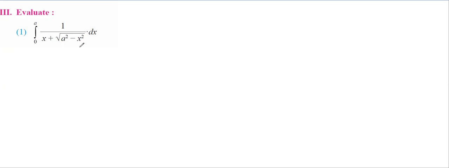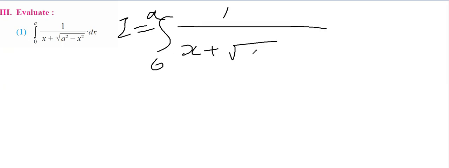Okay, so fine. Question number 1: integration I is equal to the integral from 0 to a of 1 upon x plus root of a square minus x square. Whenever we get a square root in the denominator, we try to multiply by its conjugate, and then see whether it is getting simplified or not. That is the approach we are going to follow. So let's do that and see whether it is right or not.